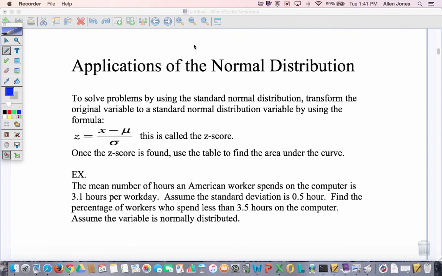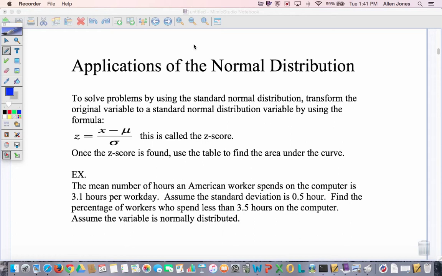Chapter 6, we're going to do applications of our normal distribution curve. So same idea that we worked on the first section, we're just going to go a couple steps further, basically apply this to real world situations or to some word type problems, some application problems.